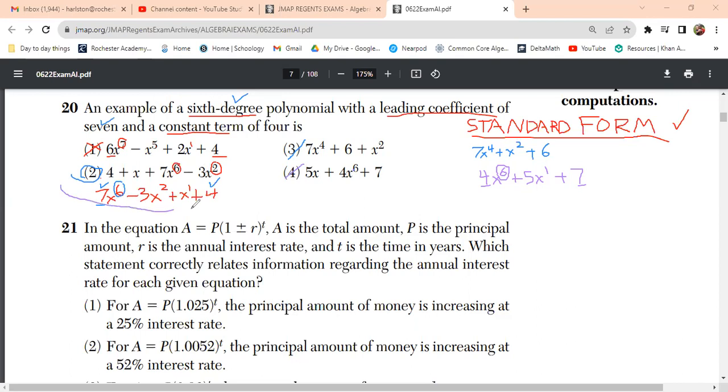The answer is 2. So you should be able to put it in standard form. And remember, standard form just means you always start with the highest exponent, then the next highest exponent, all the way down to the constant. And that's it.